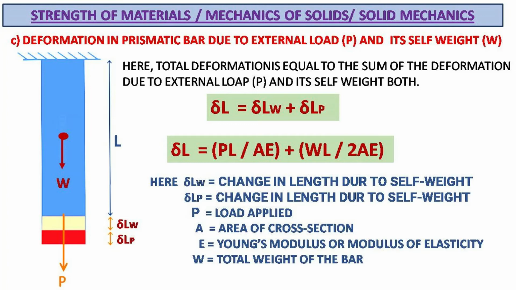Now, the total deformation in this bar will be equal to the sum of deformation due to applied load P and deformation due to its self-weight W. Therefore, the formula for total deformation, delta L, is equal to delta L1 plus delta L2, which gives delta L equals P times L by AE plus W times L by 2AE.